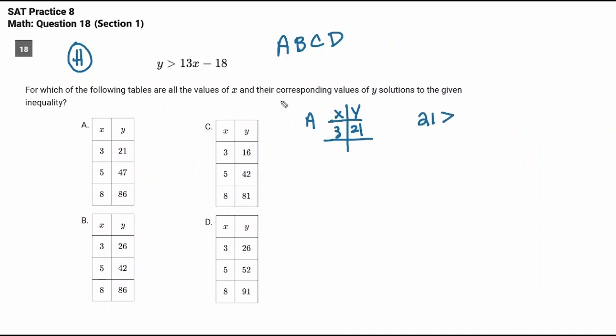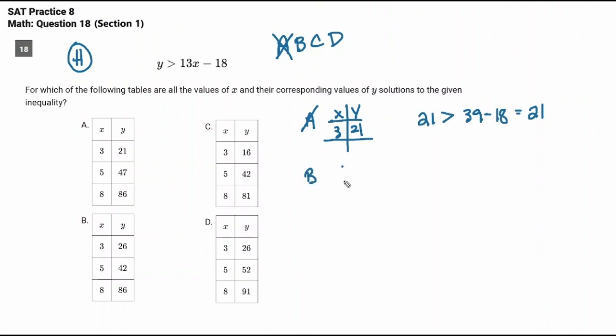That's bigger than 13 times 3, 39, minus 18. Do that on your calculator. 39 minus 18 is 21. So, is 21 bigger than 21? It's not. So A is gone. You don't need to do any more work in A. And now you go to B.